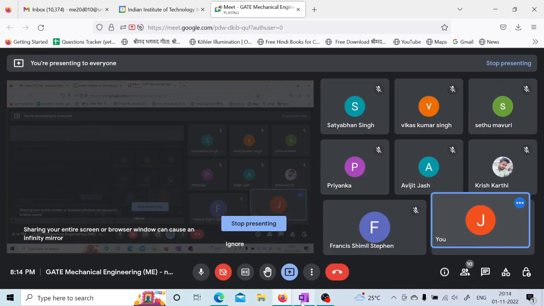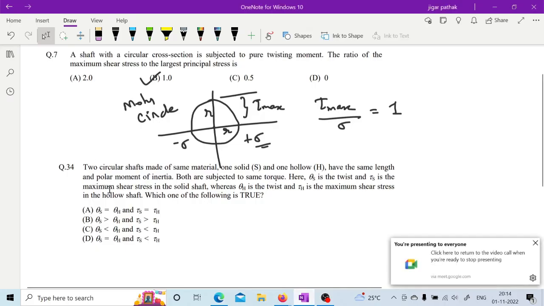Now the next question is: two circular shafts made of the same material, one is solid and one is hollow.